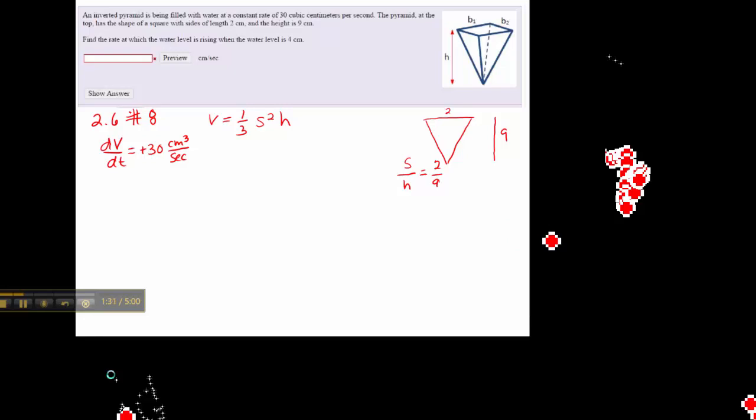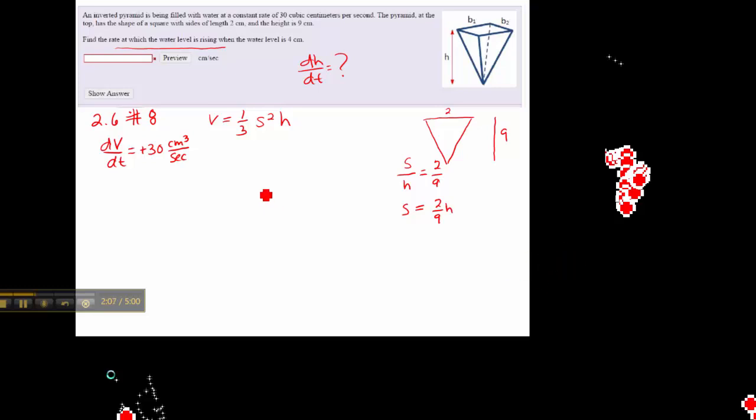Since they're asking us to solve for what rate the water level is rising, what I'm really looking for is dH/dt equals question mark. So I want to convert this formula to all h's, so I can take the derivative with respect to time. Alright, so let's see how I would do this. So S, according to this proportion here, would equal 2/9 h. Now I'm going to take this and substitute.